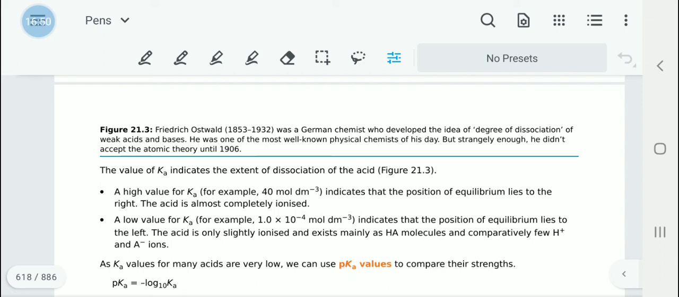Leave a line, put a star and write down. If an acid has a high Ka value, for example 40 mole per cubic decimeter, the position of equilibrium lies to the right. Acid is almost completely ionized. Low value for Ka, for example 1 times 10 to the power minus 4 mole per cubic decimeter. The acid is only slightly ionized and exists mostly as HA molecules.